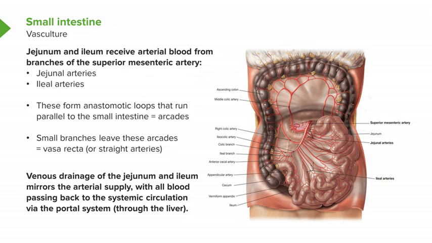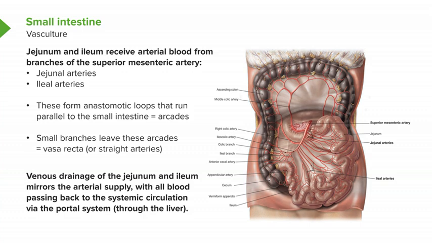Now, the jejunum and the ileum receive arterial blood from branches that come from the superior mesenteric artery. The superior mesenteric artery originates from the aorta at approximately the L1 vertebral level. Remember, the stomach was supplied by arteries that come from the celiac trunk, and that was at T12. So this superior mesenteric artery is coming from the aorta at about the L1 vertebral level.